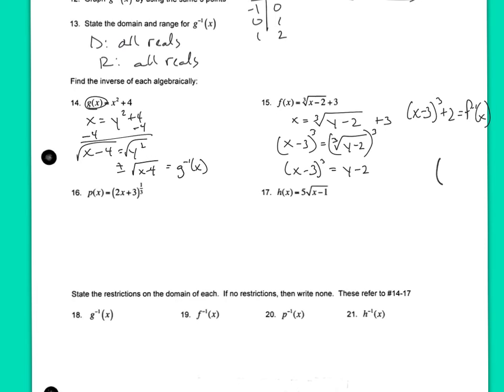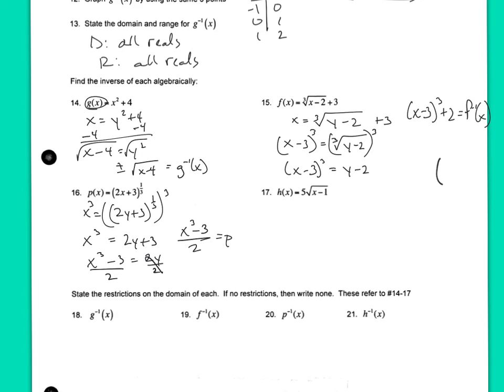And for p of x, again, switch the x and y. So x equals 2y plus 3 to the 1/3 power. We're going to cube both sides. So x to the third is just plain old 2y plus 3 now. We're going to subtract that 3 and then divide by 2. Now when you do this, you can leave that a giant fraction if you'd like to. X to the third minus 3, that whole thing is over 2. And this is the inverse of p of x.